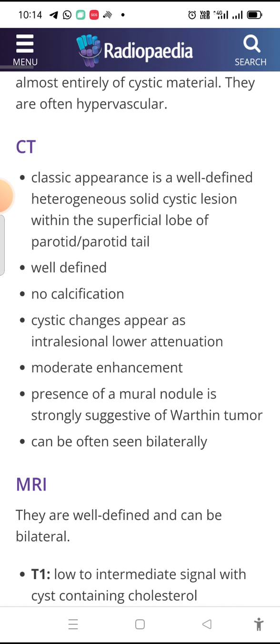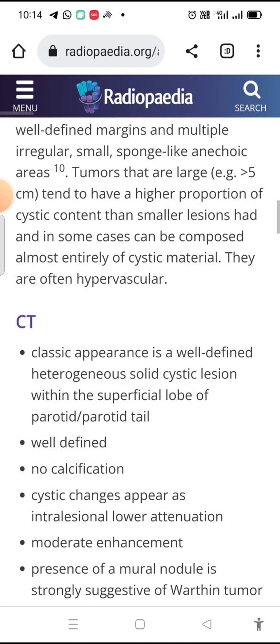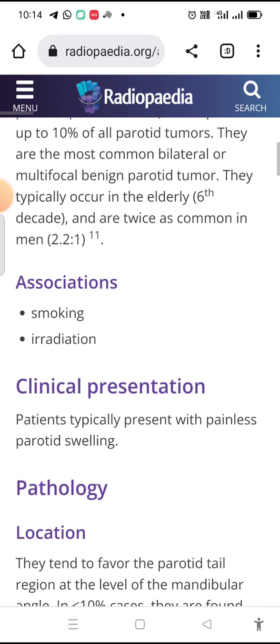Presence of a mural node is strongly suggestive of Warthin's tumor. I repeat, presence of a mural node is strongly suggestive of Warthin's tumor, and often they can be seen bilaterally. An overview of Warthin's tumor.